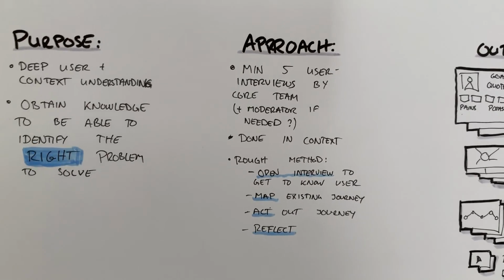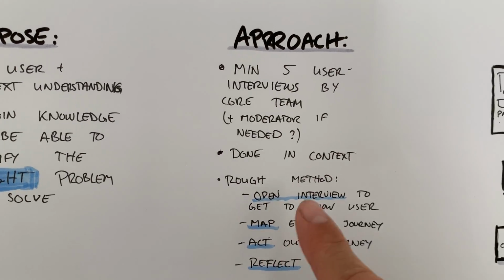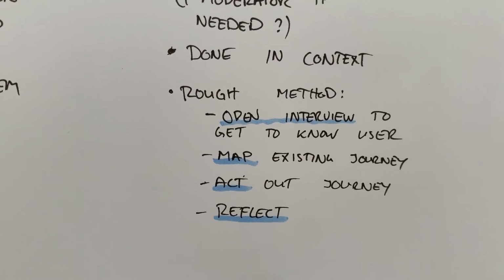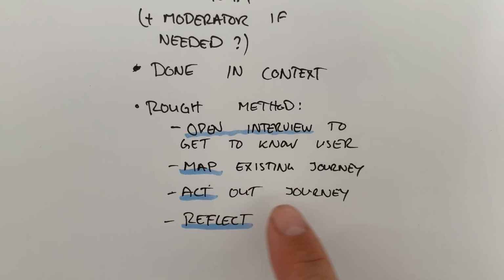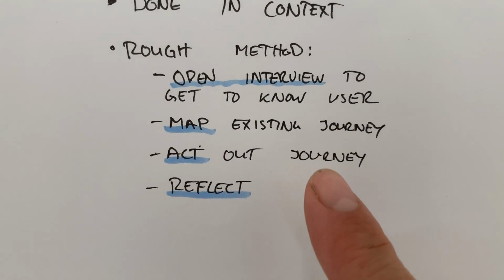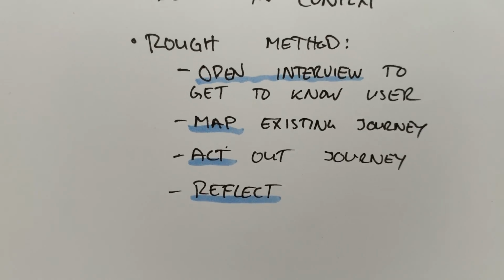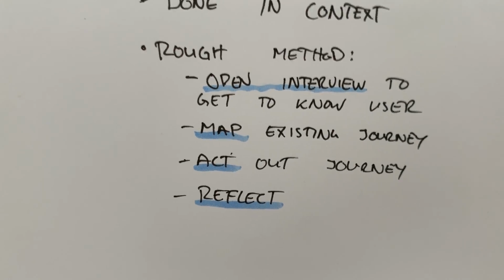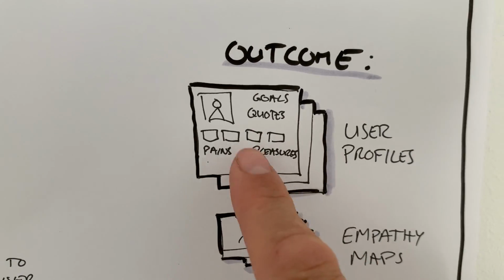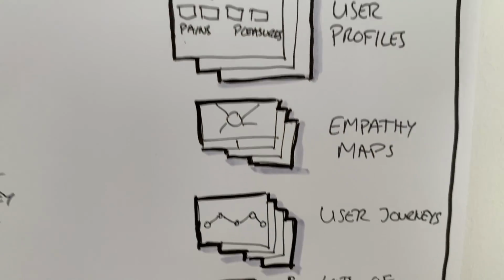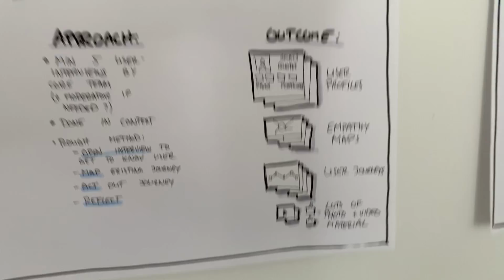The approach is basically to have at least 5 user interviews in context, and this little method here has been quite fruitful previously in work I've done. So basically start with an open interview, map an existing journey, act out the existing journey, so having the users show us what they're actually doing, and then afterwards reflecting on the map and the enactment to see how the perception differentiates from what it actually was. The outcome could be in many ways, but it's always good to have some user profiles with codes, pains and pleasures. We can use empathy maps or user journeys, and then in general have lots of photos and videos to use for the later workshops.